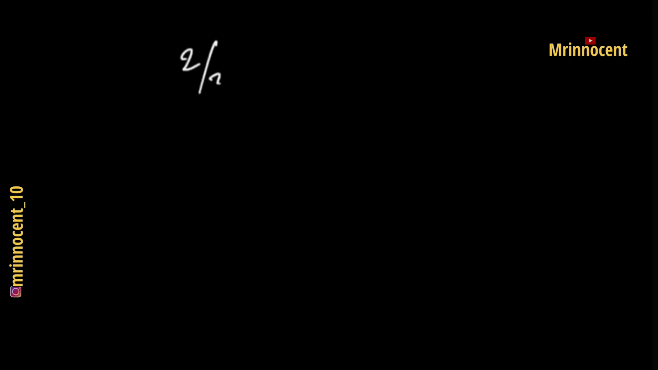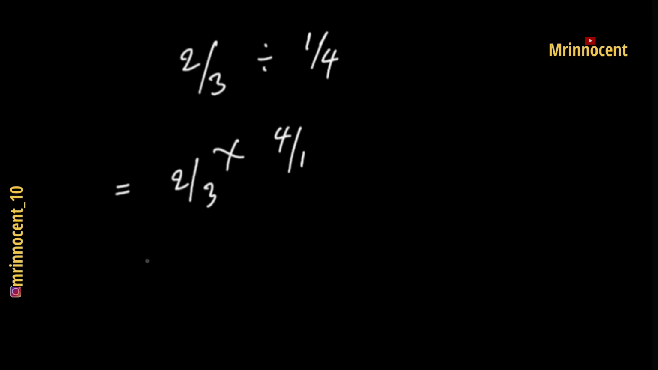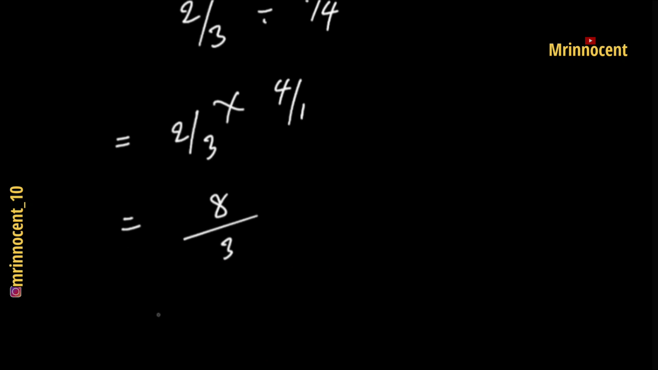2 over 3 divided by 1 over 4. So it equals 2 over 3 times, to change it, turn it upside down, so you have 4 over 1. It equals 2 times 4 is 8 over 2 times 3 is 3... that is, 8 over 3. 8 divided by 3 is 2 whole number, 2 over 3.